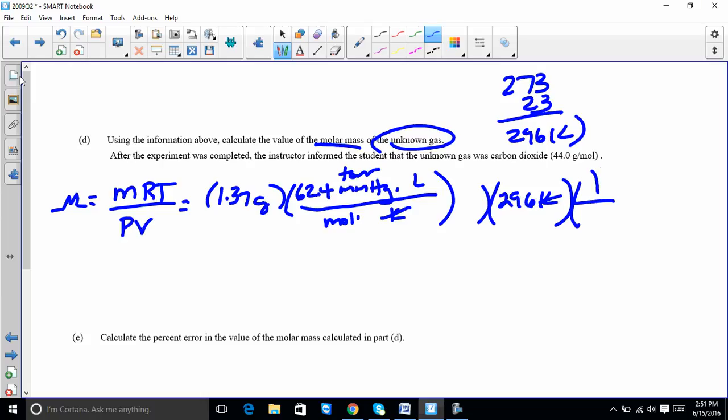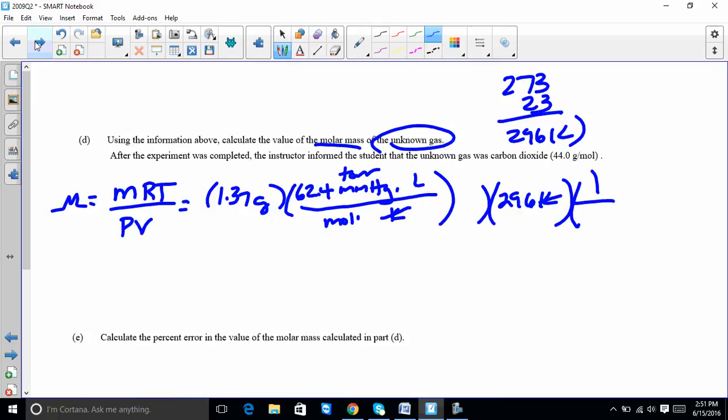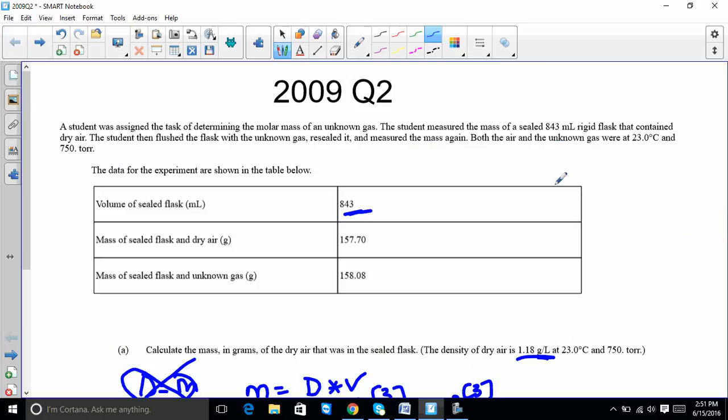So if we go back two slides, I'm pretty sure the pressure was 750 torr. And so then this is 750 torr. Interesting, because torr or millimeters of mercury cancels torr. And K cancels K. And then also V is downstairs. And I think this is 0.843 liters. Let me go back two slides and check. I think it drives me crazy on this. Yeah, 843 milliliters.